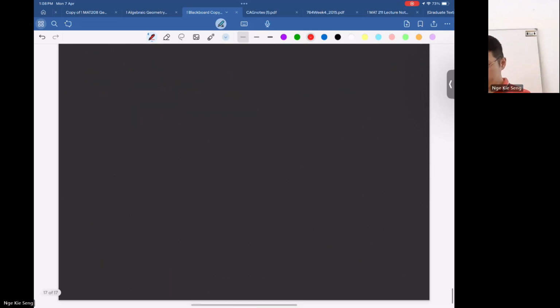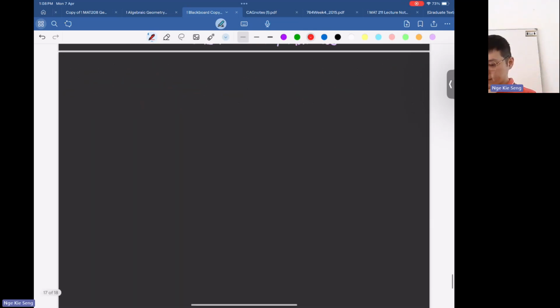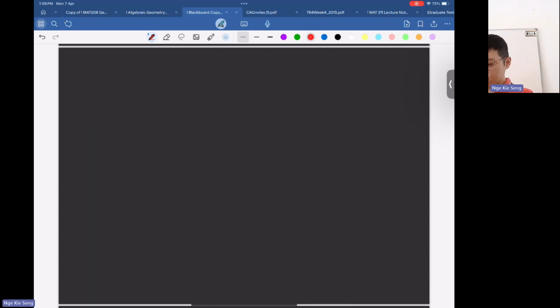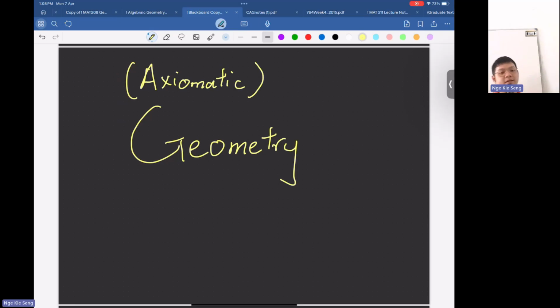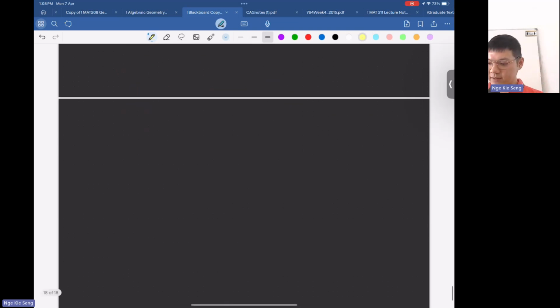So in this case, let's not wait anymore. Let's start. Now we're going to do geometry first. Just geometry. What we're going to do is axiomatic geometry here. We don't quite do Euclidean geometry, but we will do affine geometry and projective geometry to give you some intuition on spaces.